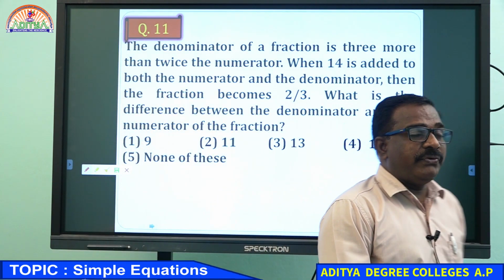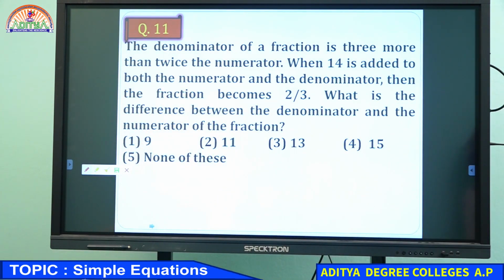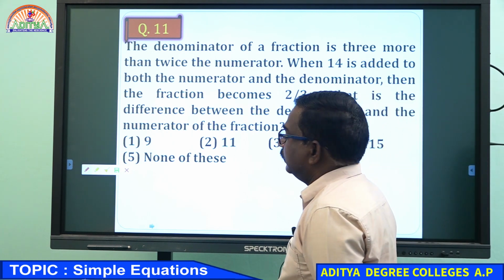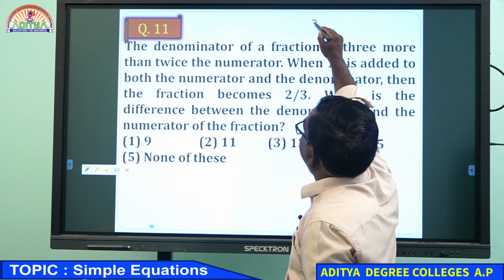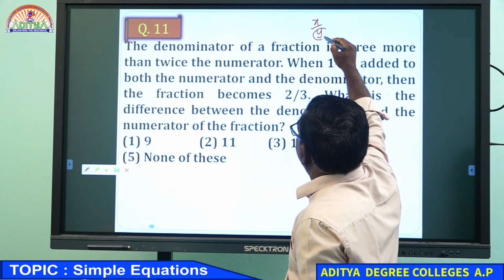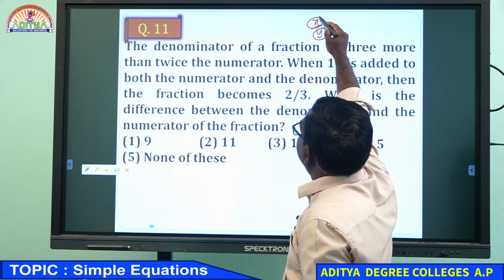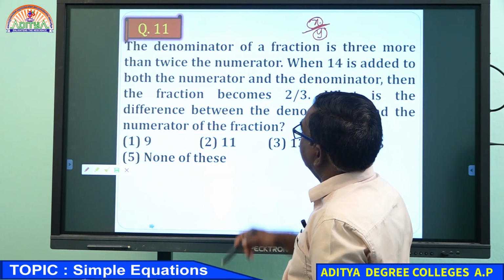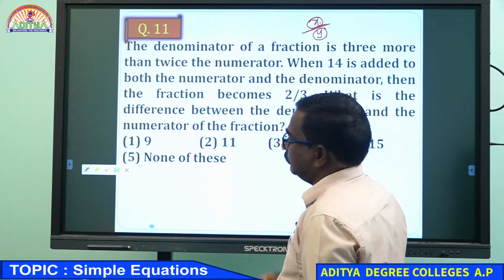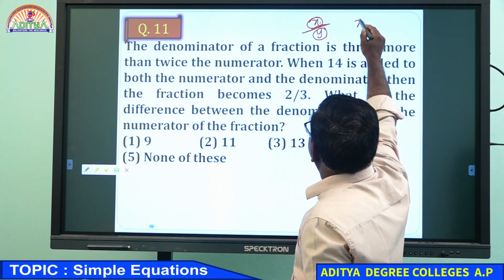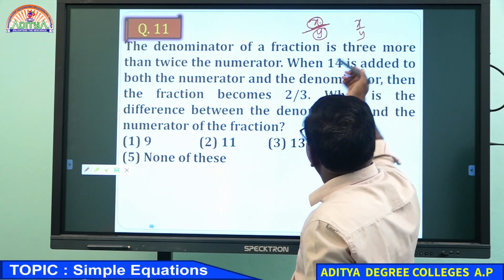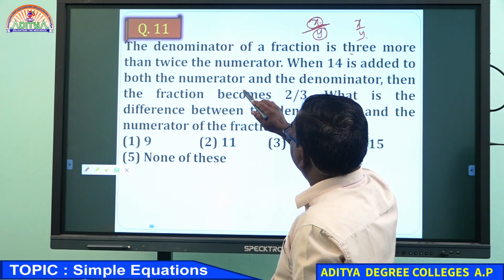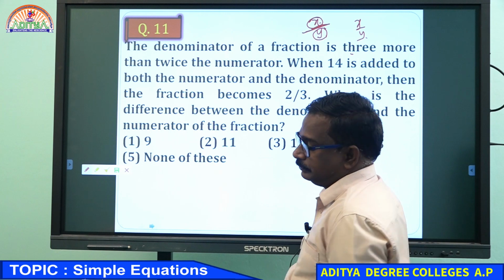The denominator of a fraction is 3 more than twice the numerator. Denominator means, suppose we take x by y, this is called the denominator, this is called the numerator. So x by y will be called a fraction. The denominator of a fraction is 3 more than twice the numerator.